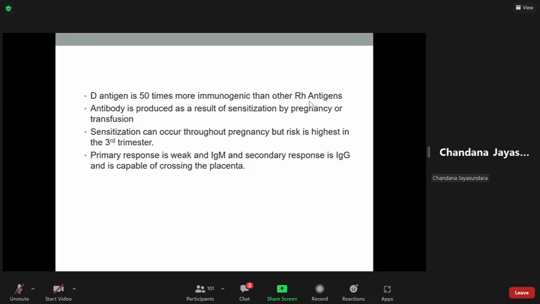So when you get exposed, first there will be a primary response, that is an IgM response, we all know, and that's a weak response. But the problem is the secondary response. If the blood gets exposed again to positive blood, then of course it's a very rapidly developing IgG response, and these IgG are much smaller than the pentamer IgM, and they can cross the placenta and damage the fetus. So the IgM response is the primary response, IgG is the secondary.